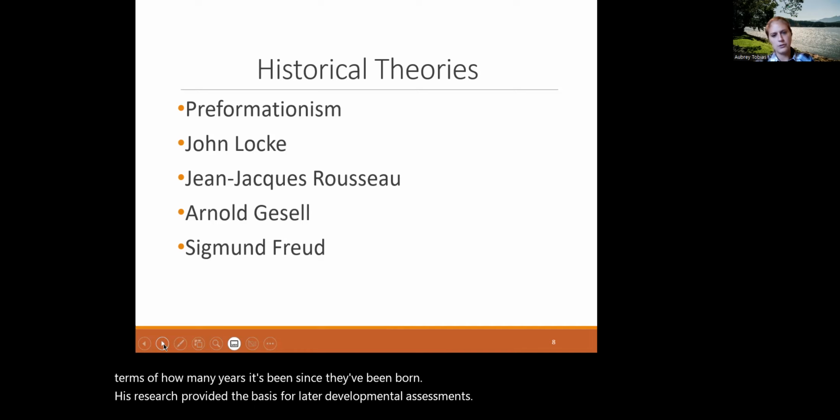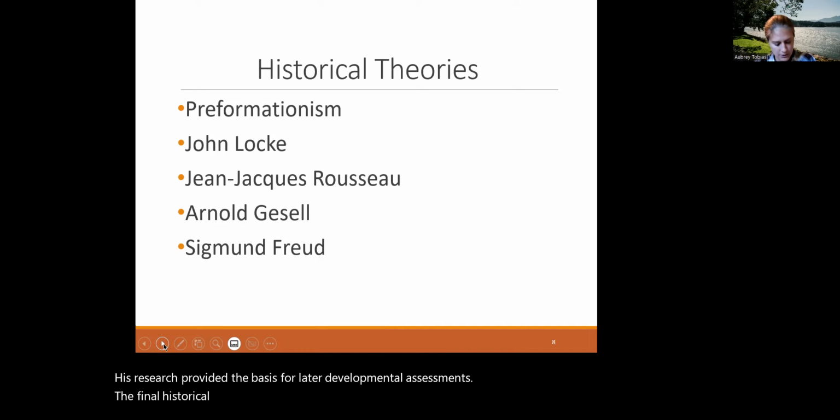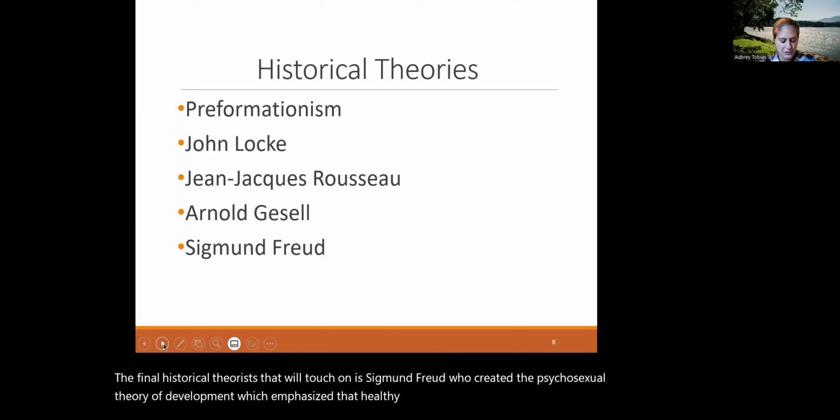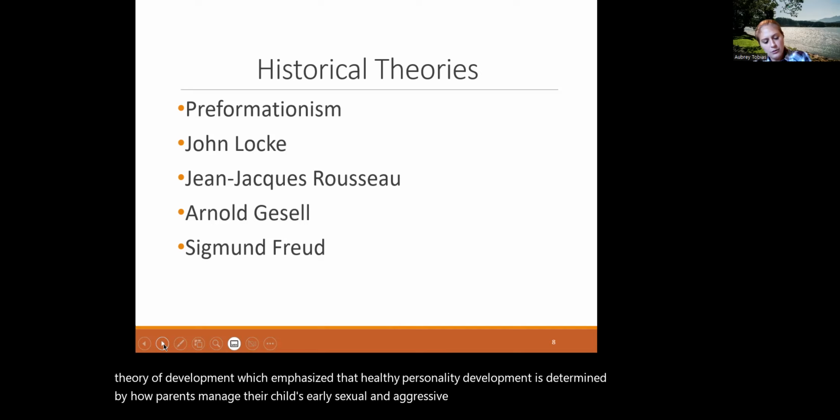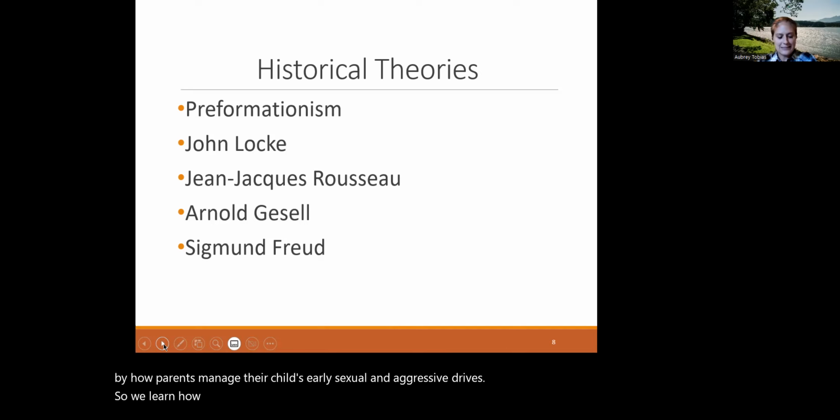The final historical theorist that we'll touch on is Sigmund Freud, who created the psychosexual theory of development, which emphasized that healthy personality development is determined by how parents manage their child's early sexual and aggressive drives. So we learn how to deal with our instincts in a more socially appropriate manner, essentially.